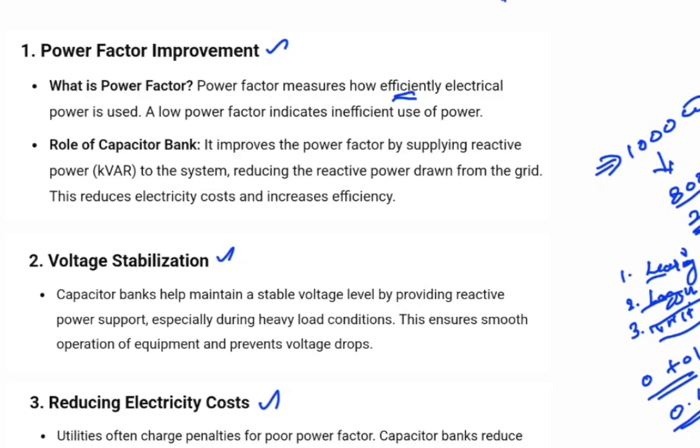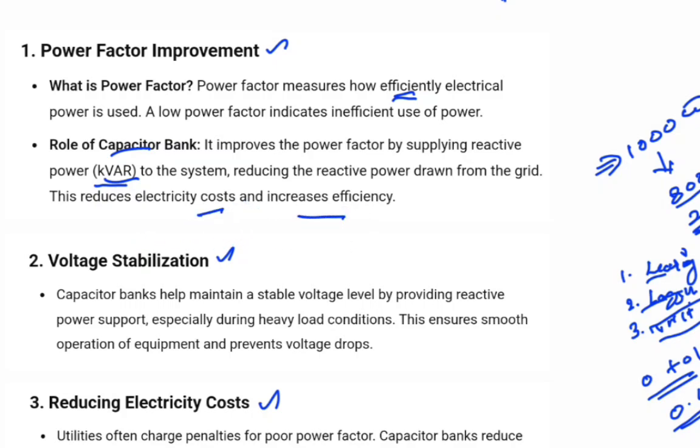So what is the power formula? Power equals V into I cos phi. This phase angle difference between the voltage and current impacts the power. So that's why the power is impacted. Here, what is the function of the capacitor bank? It improves the power factor by supplying reactive power, kVAR, to the system, reducing the reactive power drawn from the grid. This reduces electricity cost and increases efficiency.